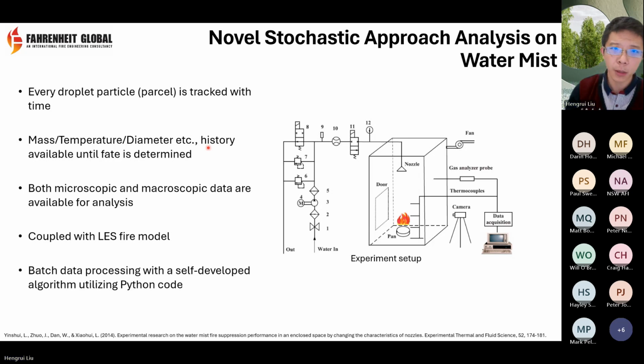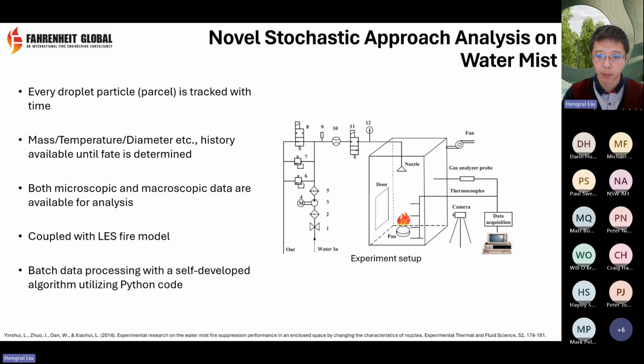We call it a novel stochastic approach of analysis on water mist and sprinkler systems. This is an experimental study that we referred to, by some researchers back in China, at Huazhong University of Science and Technology. Pretty good. Basically, they have this small chamber.